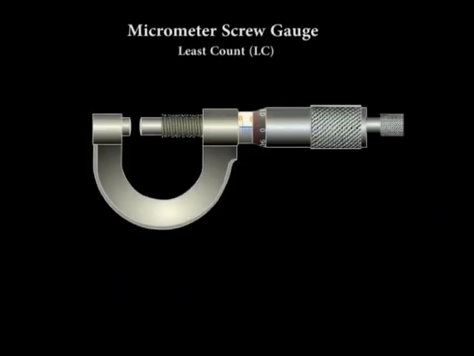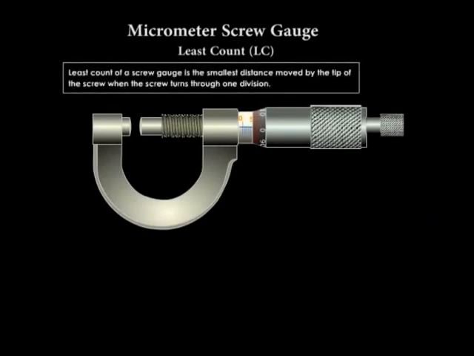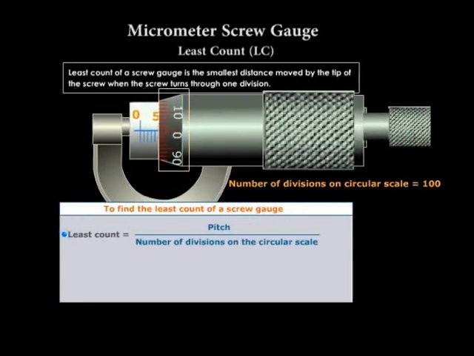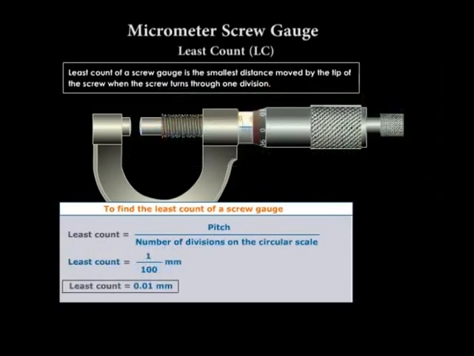Next is the least count of a screw gauge. This is the smallest distance moved by the tip of the screw when the screw turns through one division. Least count is equal to pitch over the number of divisions on the circular scale. So in my case, this is equal to 1 over 100, which is equal to 0.01 millimeters. This is the accuracy of my screw gauge.